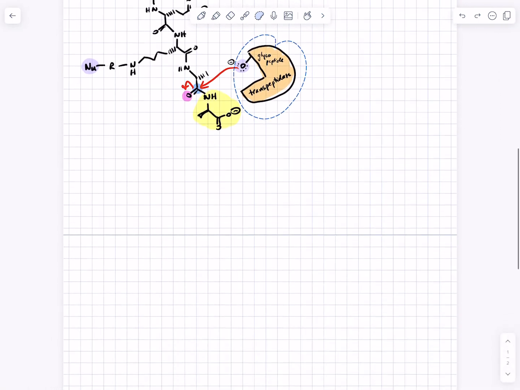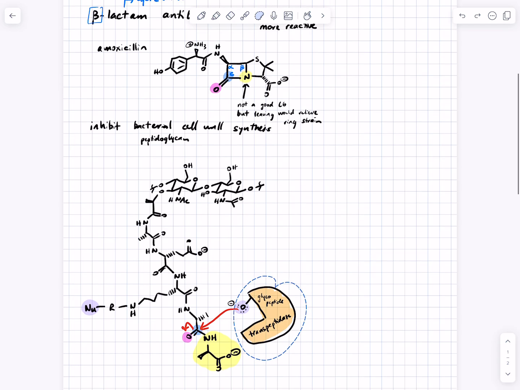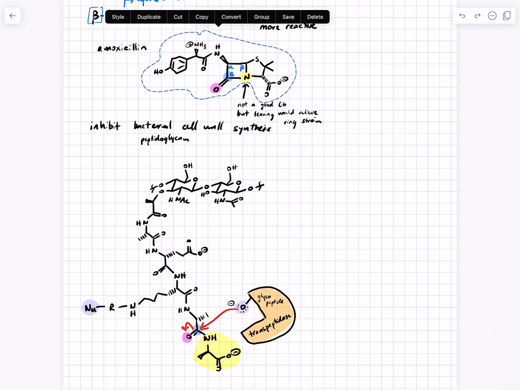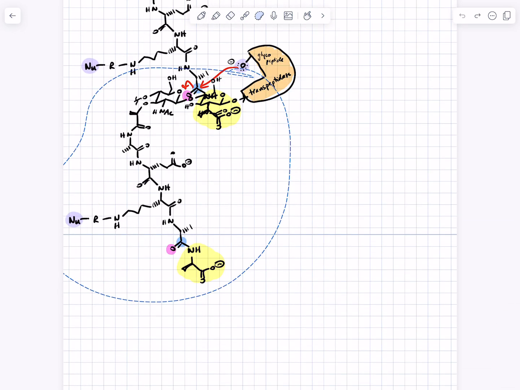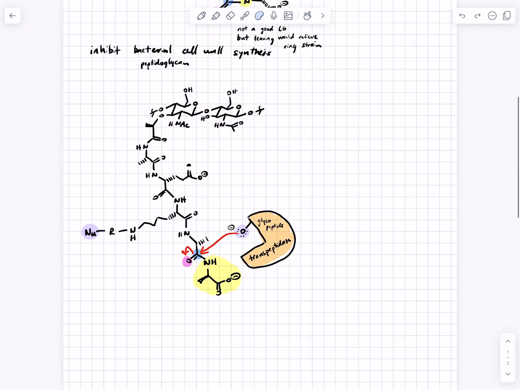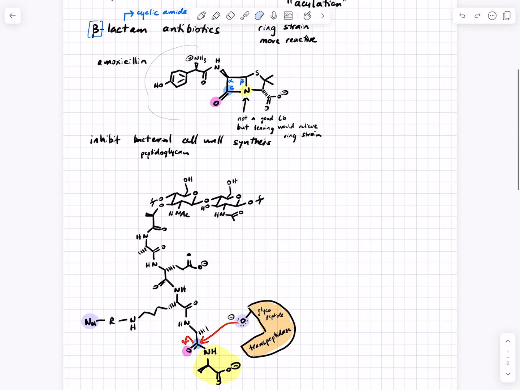Now, let's show you what happens when enzyme meets amoxicillin. So we're going to put amoxicillin here. Oops, no. We circled but forgot to press copy. There. Copy.